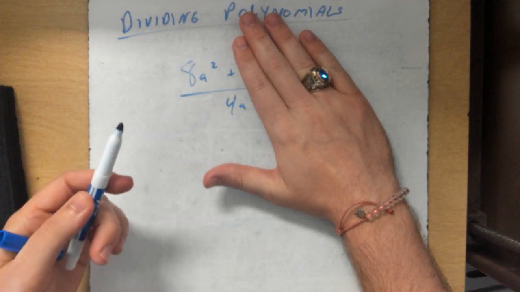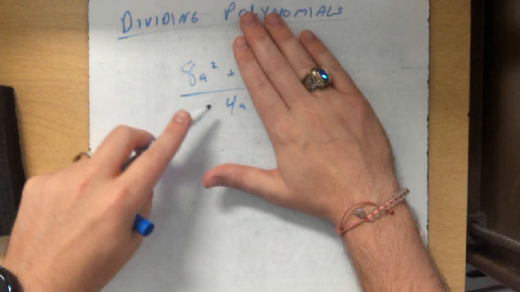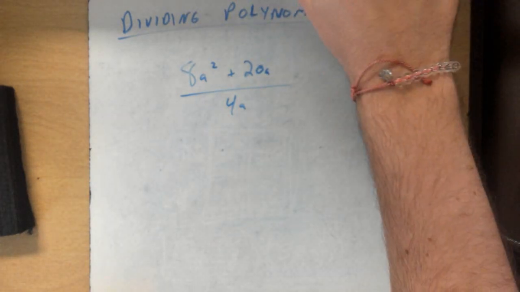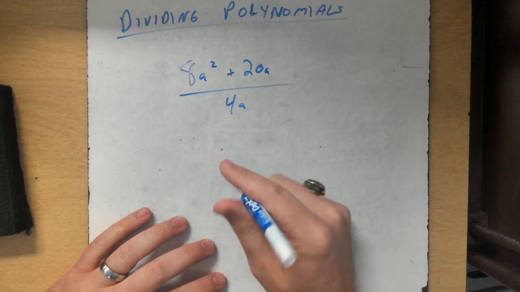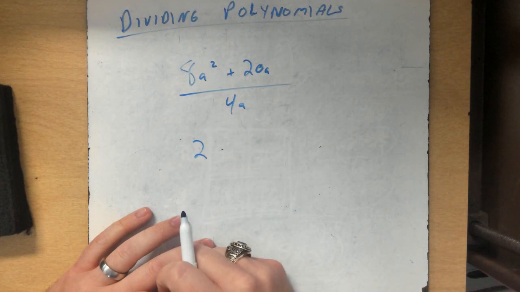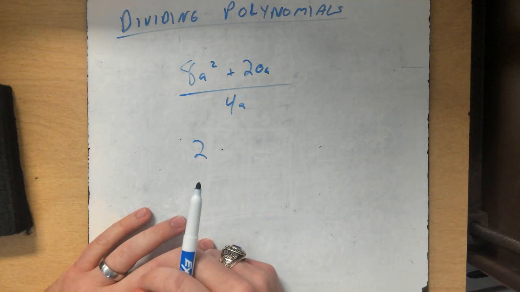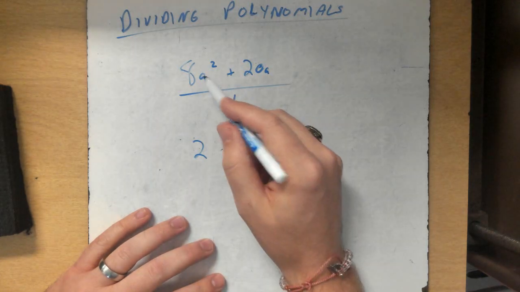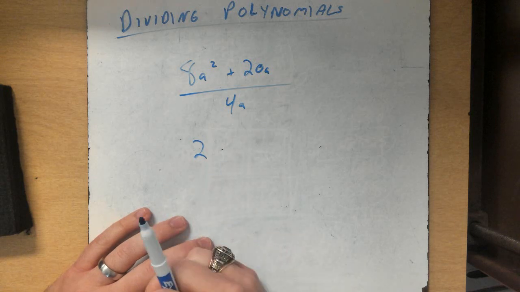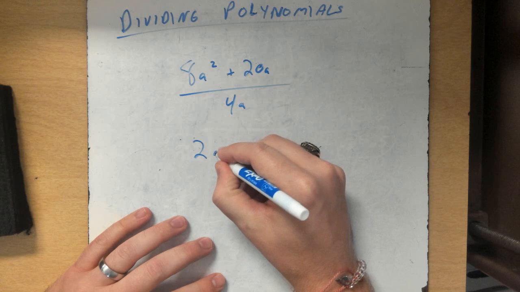Whenever we start dividing, we always look at our big numbers first, our bases. We have 8 and we have 4. So 8 divided by 4 gives us 2. Now looking at our letters and exponents, we can use the quotient rule. Every time we divide letters and exponents with the same base, the same letter, which we have here, a, we can just subtract the exponents. We have 2 up here, 1 down here, and 2 minus 1 gives us a by itself.